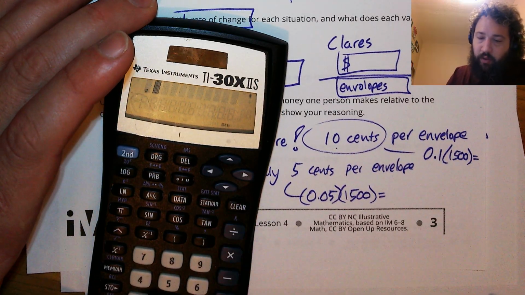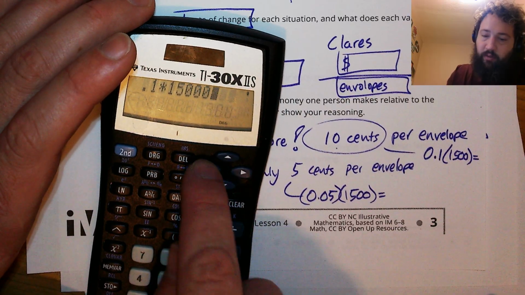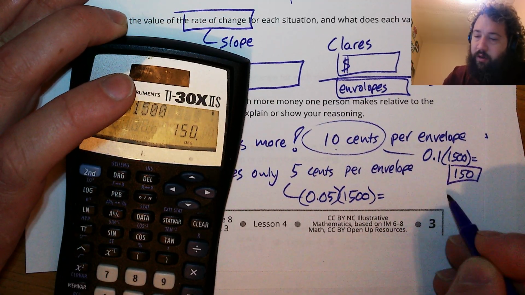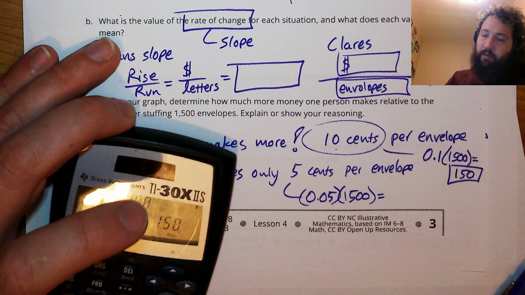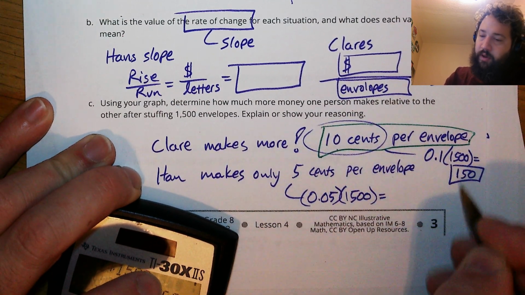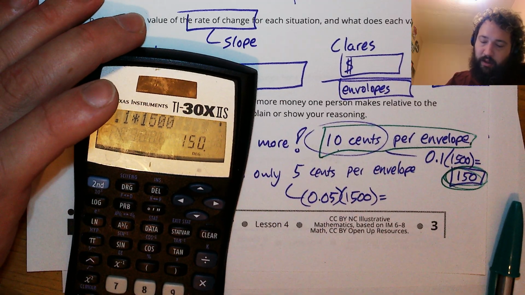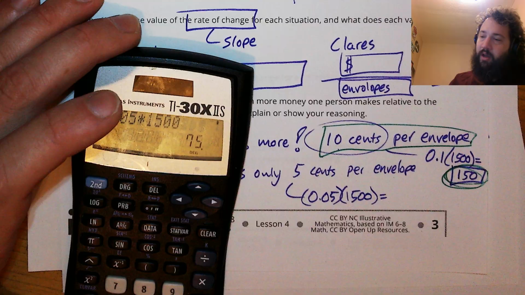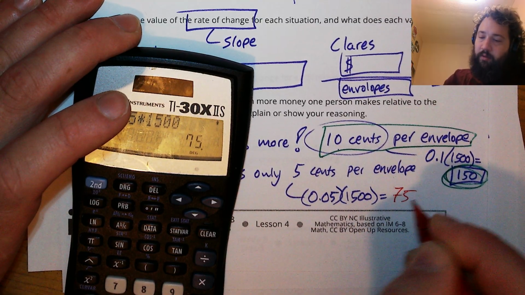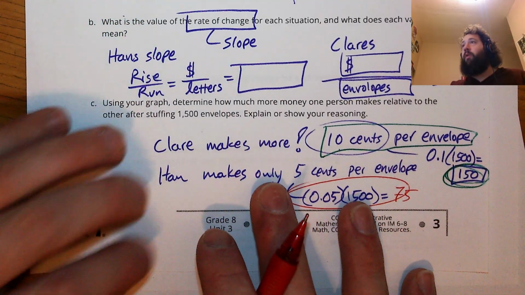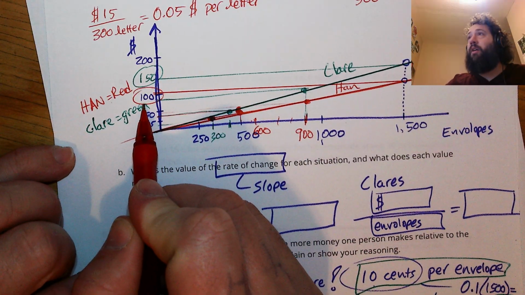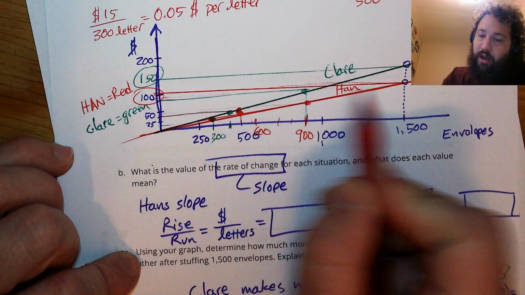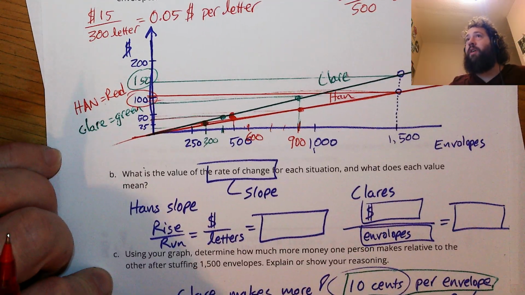So if I take 0.1 times 1,500, I'd be paid 150 for Claire. I think Claire was in green. So her total would be 150, and then this guy here would be 0.05 times 1,500, paid only 75. So I was a little high on my estimation for Han. Now when we looked up here, we thought Han was making 100, but we must have graphed this a little poorly, and we should have been lower here. And then Claire, we were spot on with our 150 estimation.